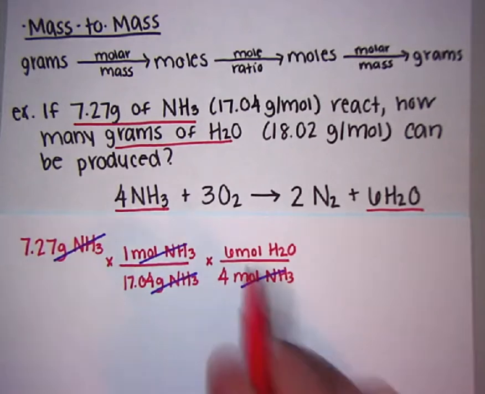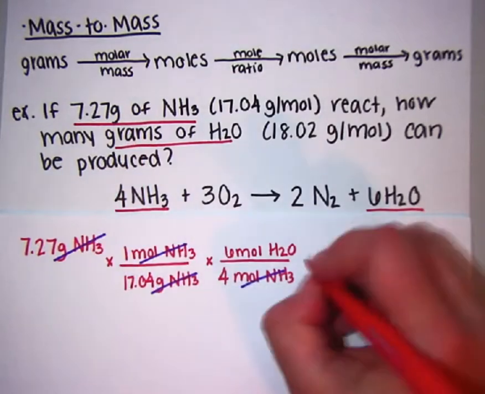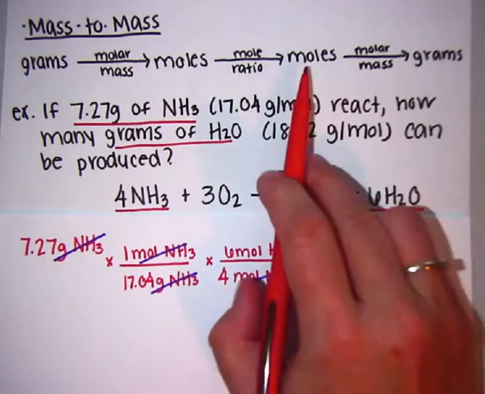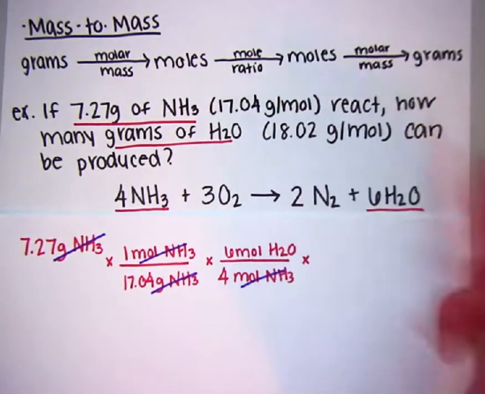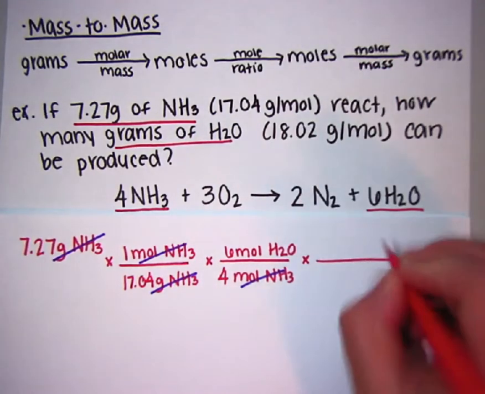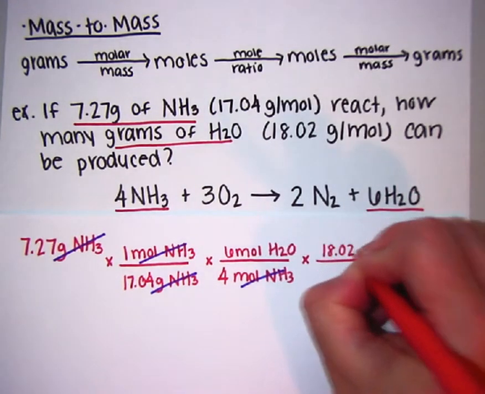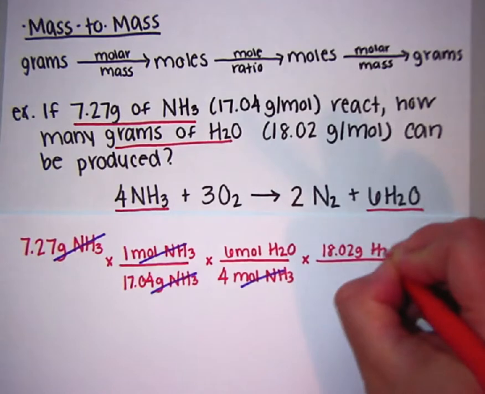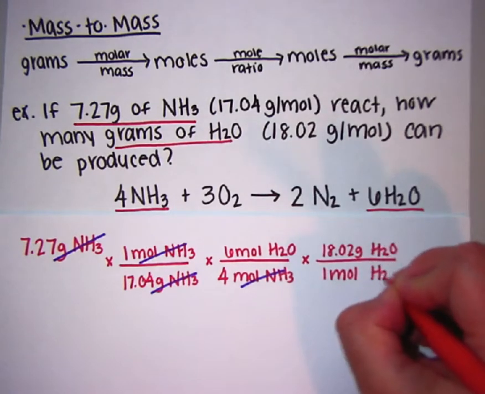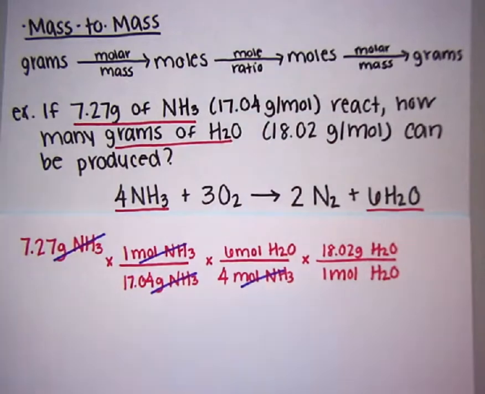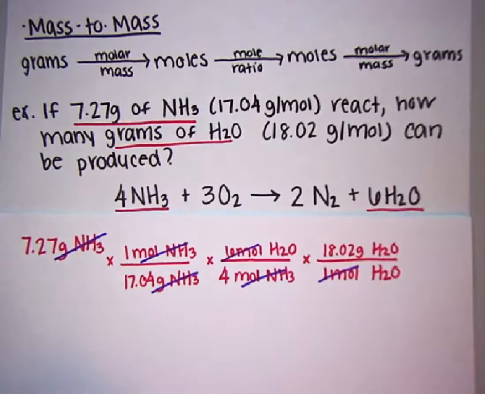If we were to stop and solve, this would tell me how many moles of water we have, but I want to know how many grams of water we have. So last step, to go from moles of water to grams of water, we need the molar mass of water, which is 18.02 grams of water in every 1 mole of water. I know moles goes in the denominator because I need those units to cancel out.